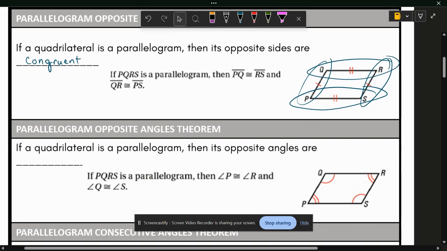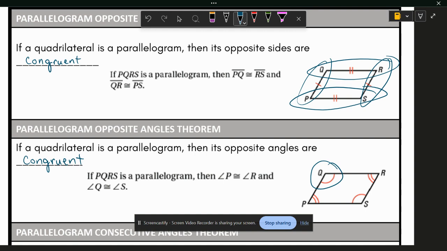Next, you've also got the parallelogram opposite angles theorem that says if a quadrilateral is a parallelogram, then its opposite angles are congruent. So as you can see, because it's a parallelogram, meaning the sides were parallel, the opposite angles, like Q and S, would be equal or congruent to each other. P and R would also be congruent to each other as well.